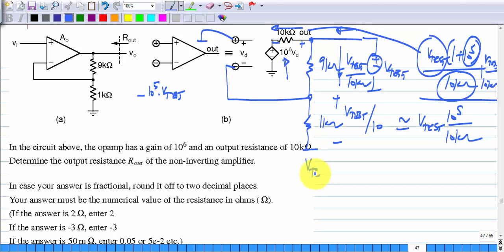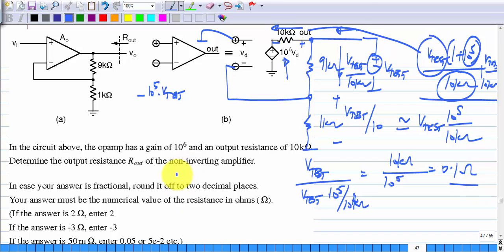The resistance, which is the ratio of voltage to current, will come out to be 10 kilo ohm by 10 to the 5, or 0.1 ohm. The answer is supposed to be in ohms, so it's 0.1 ohm.